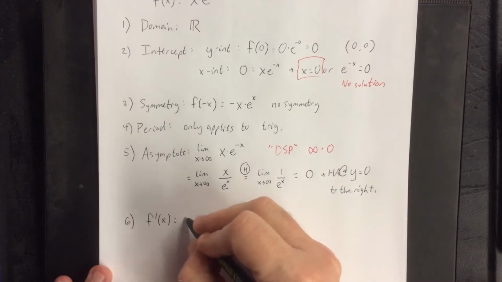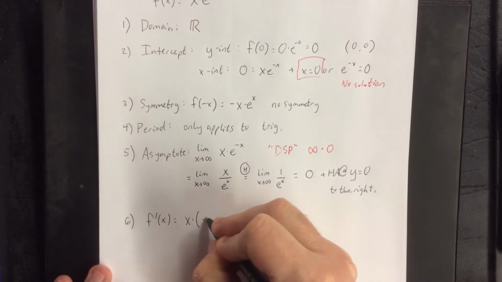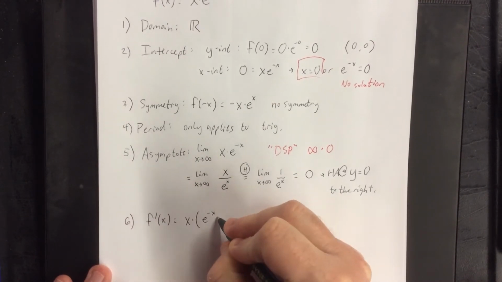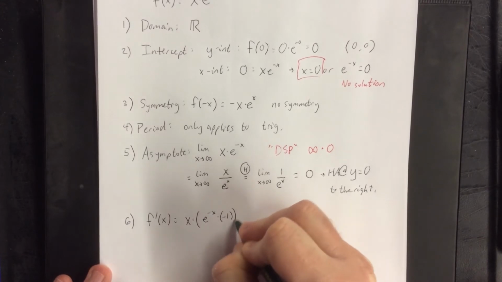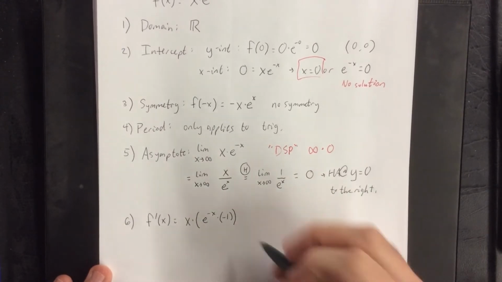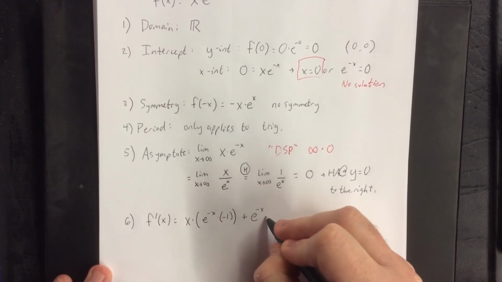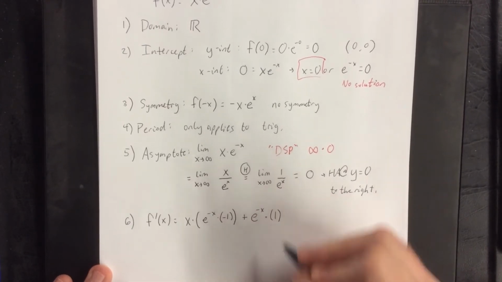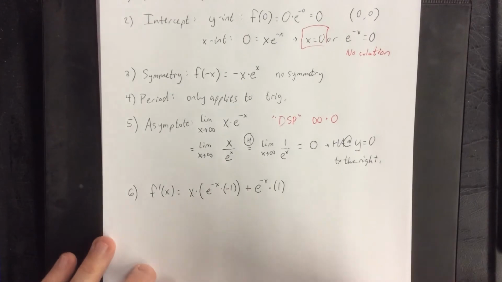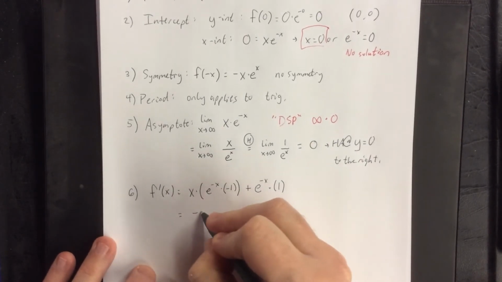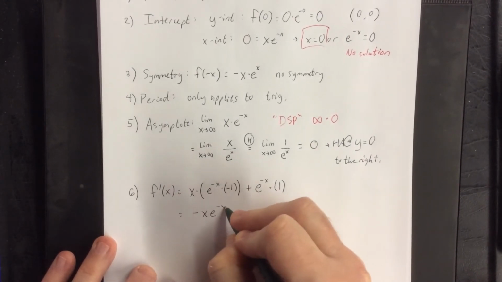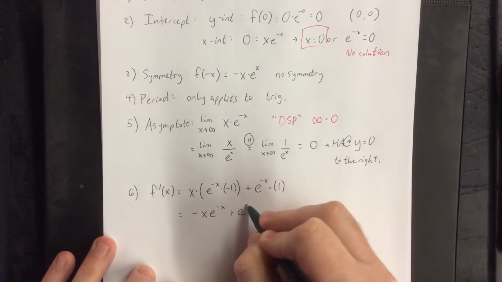Product rule says this will be the first times the derivative of the second. The derivative of e to the something is e to the something, but then the chain rule says multiply by the derivative of the exponent, plus the second times the derivative of the first. The derivative of x will simply be 1. Rewriting this using a little bit of algebra, this will be negative x e to the negative x plus e to the negative x.